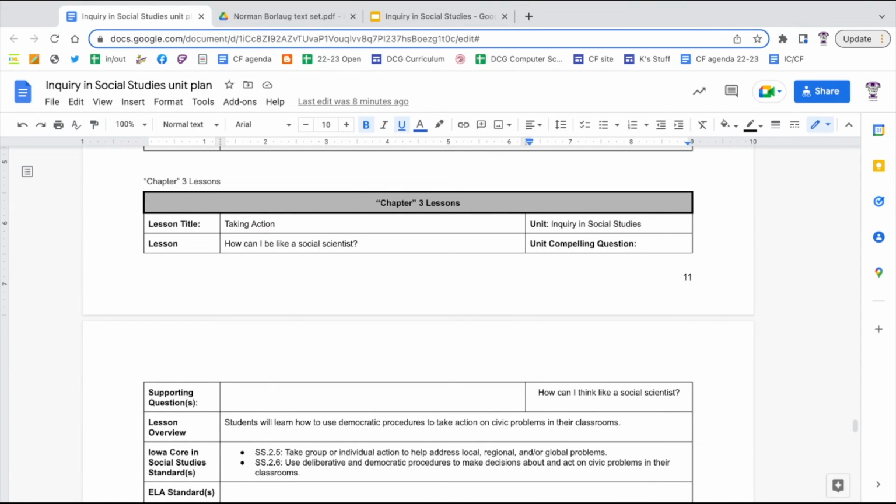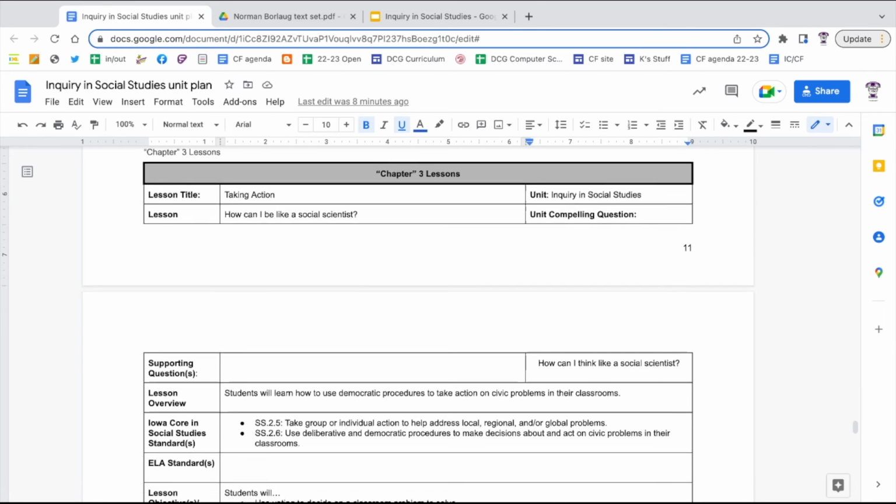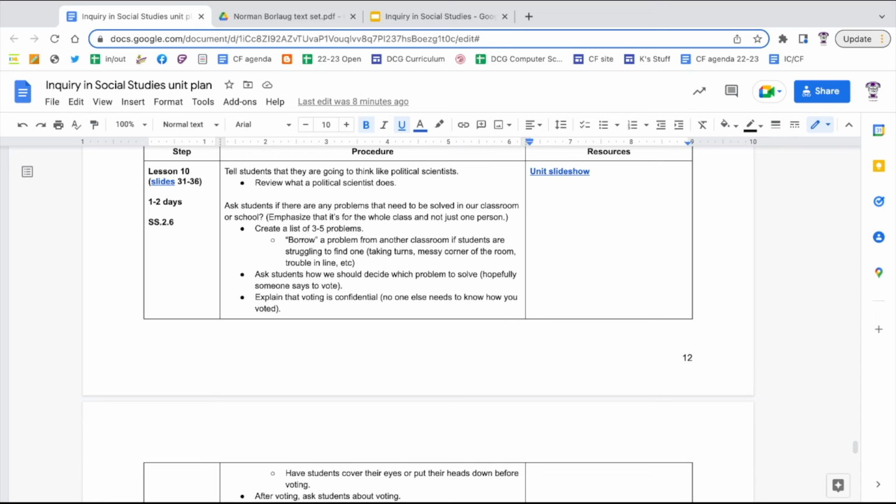Chapter 3 is about how the students can be like a social scientist. So in this, we're going to look at our taking informed action inquiry standards, which are standards 5 and 6, and students are going to use democratic procedures to make decisions about a civic problem in their classroom, and they're going to take group or individual action to help address a problem. So in Lesson 10, review what a political scientist does, as that best meets our taking informed action standards.